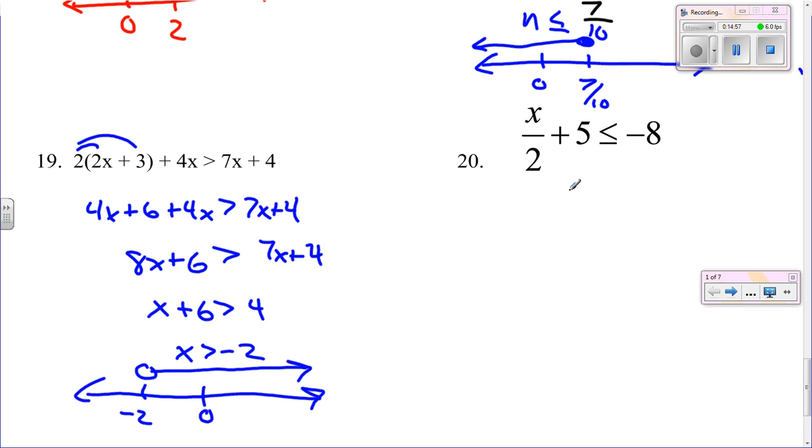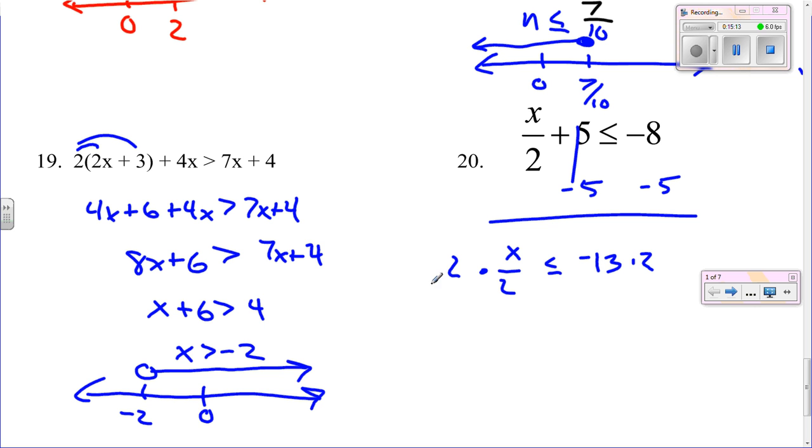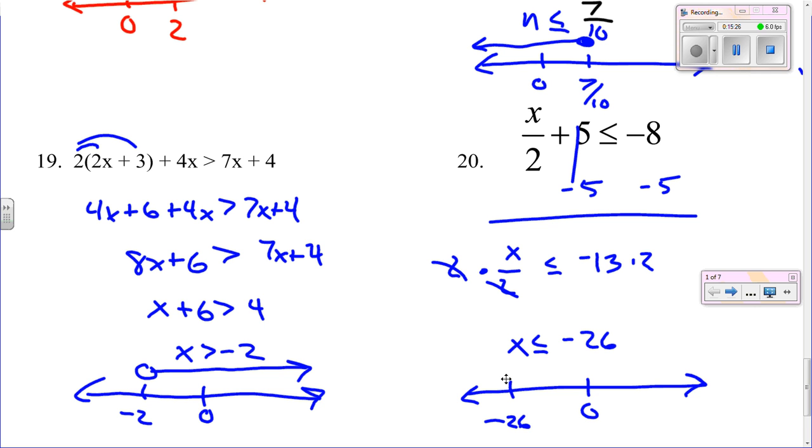Last one, number 20, subtract 5. Gives you x over 2 is less than or equal to negative 13. Multiply both sides by 2. Those cancel. X is less than or equal to negative 26. Number line 0, negative 26. Close circle, shade left. Any questions?